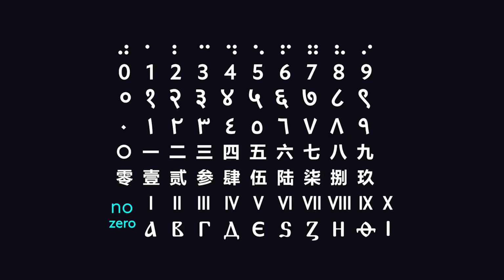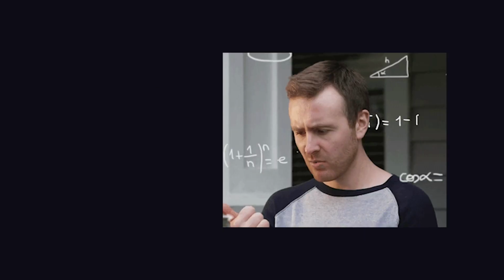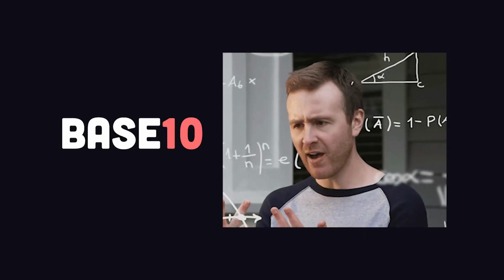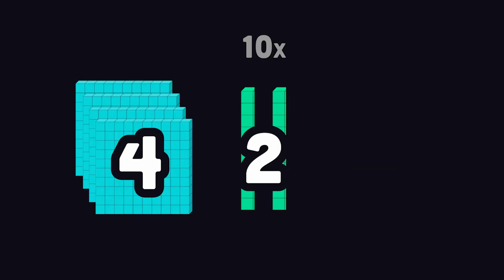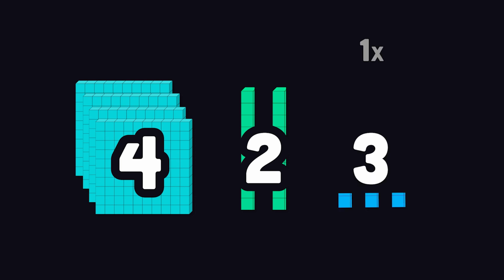Throughout history, humans have come up with all kinds of clever ways to count things, but almost all of them use base 10 like the 10 fingers on your hands. Like in the number 423, the 4 is in the hundreds place, which represents 4 times 100. The 2 is in the tens place, or 2 times 10. Then the final number is multiplied by 1.